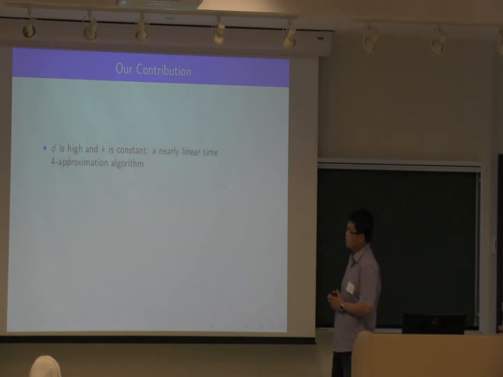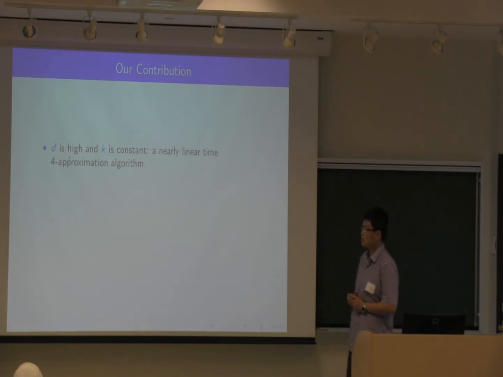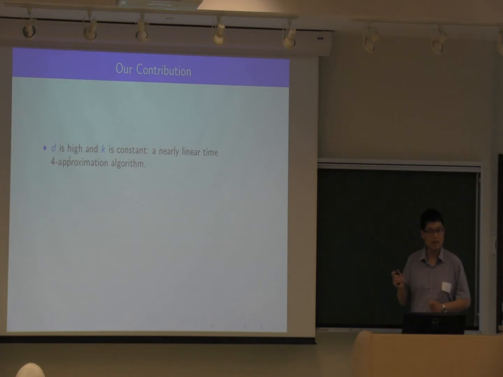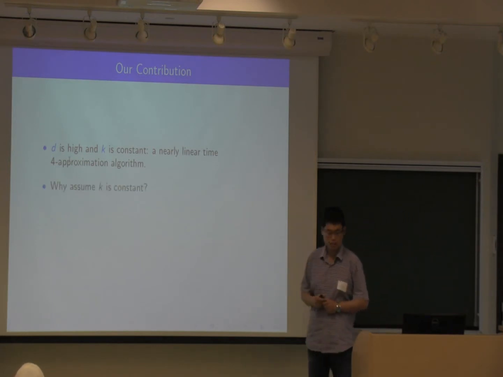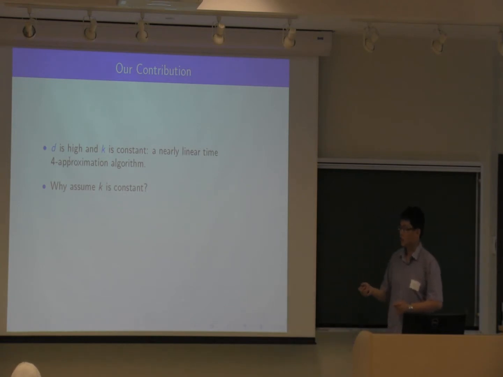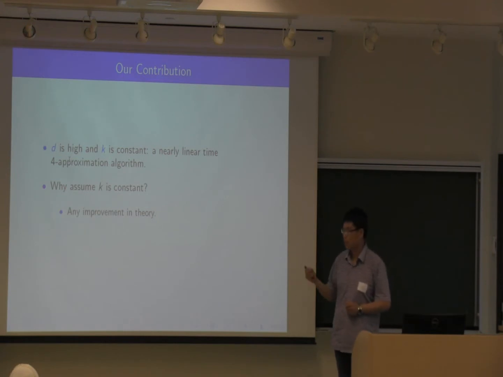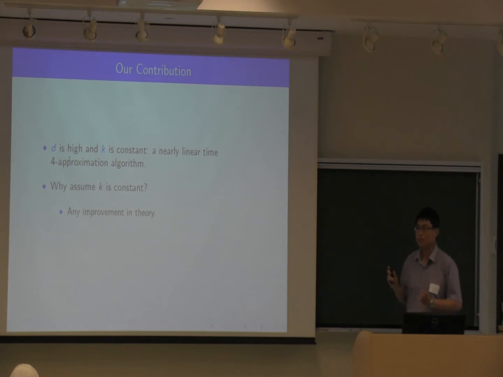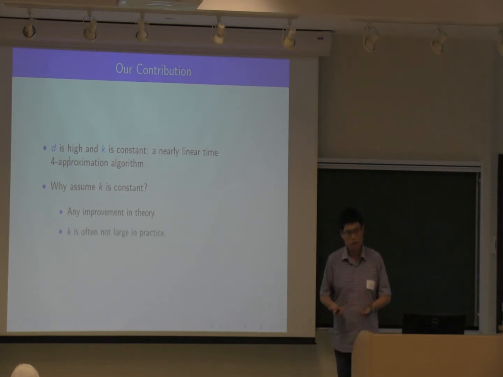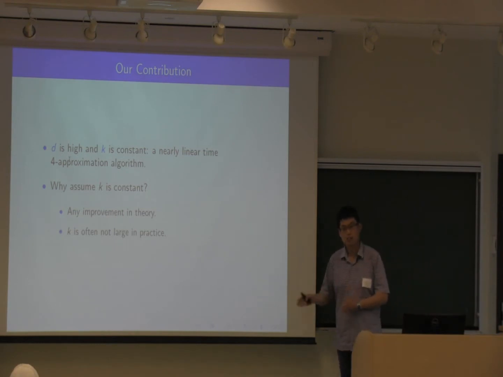So what is the contribution of this paper? First of all, we assume the dimensionality is high and the number of clusters k is constant. Then we give a nearly linear time algorithm for balanced k-center clustering, and the resulting approximation ratio is 4. You may ask why we assume the number of clusters k is constant. Actually, we have two reasons. All the previous results I just mentioned never assume k is constant; they just assume k is a general input number. But in this work, we have two reasons to consider the case that k is a constant. First, it's about theory. We are wondering, if we relax this requirement and assume k is constant, can we get any improvement in the ratio? It's a purely theoretical question. Another reason is that in practice, for many practical problems, the number of clusters k is not large. So it makes sense to assume that k is constant, at least for some cases.